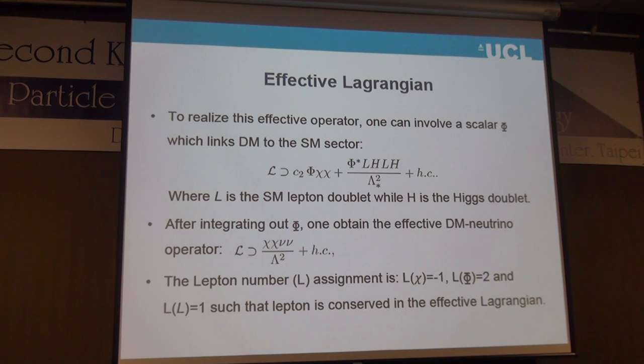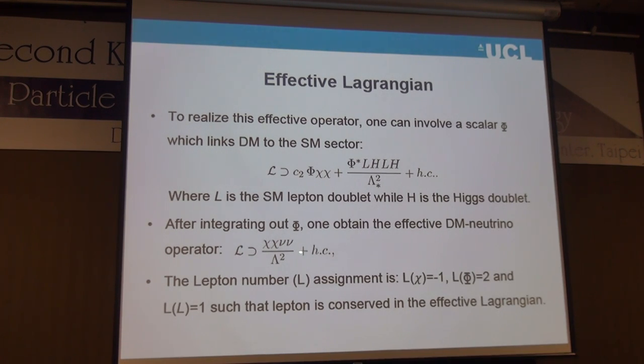Now, how do we get this one here? We have to introduce a scalar phi, which connects the chi, the dimer, with so-called Weinberg operators, right? Usually the Weinberg operator is a dimension-five operator, which gives a mass to the neutrino. So with the introduction of phi, we can integrate out phi, and after integrating out phi, one can reach this one here.